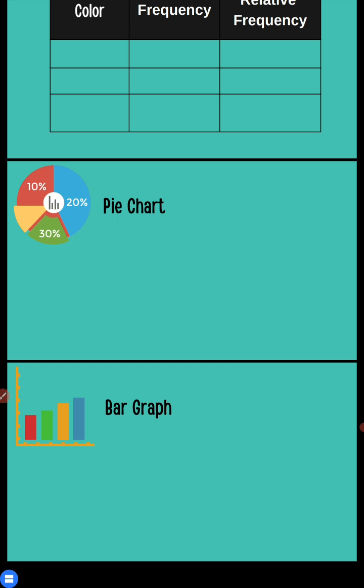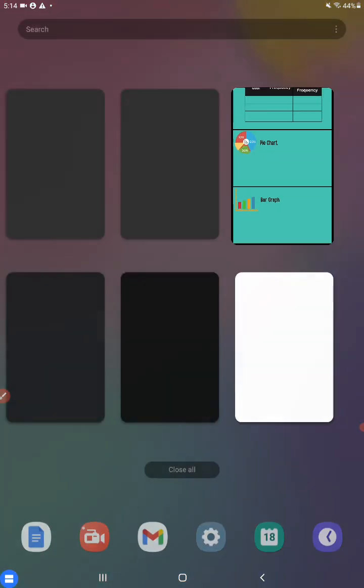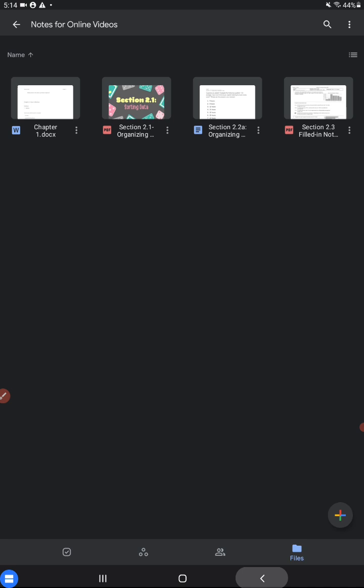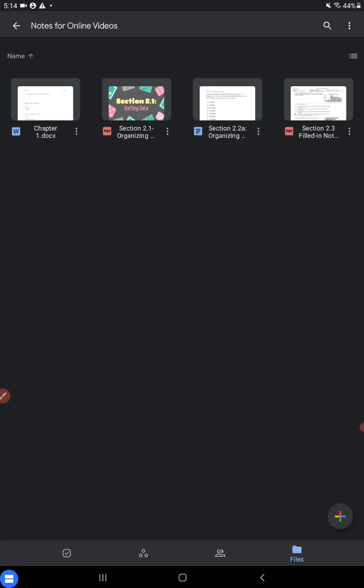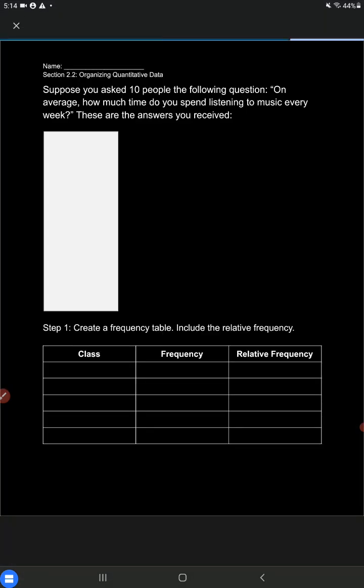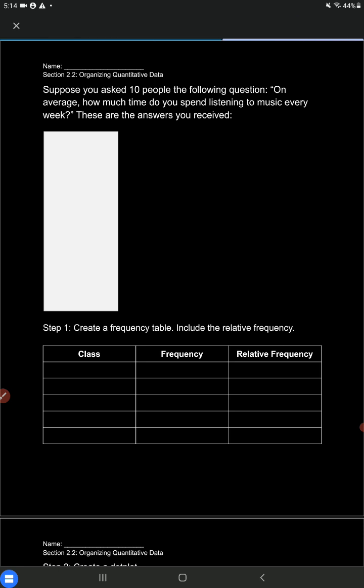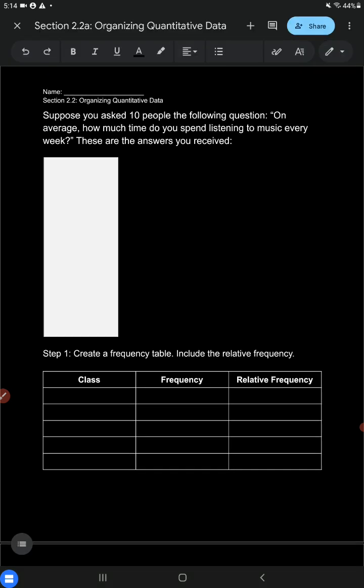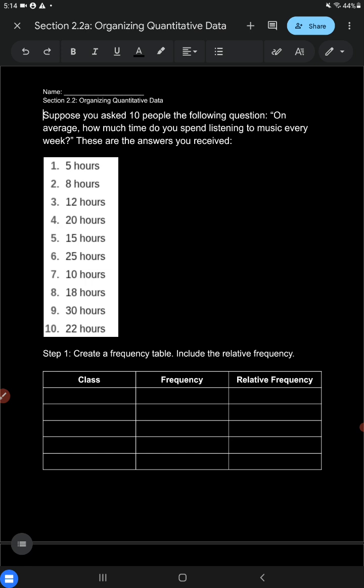Okay, so those are our options for qualitative data. We have a completely different set of options for quantitative data. So let's say for quantitative data, I ask you to do something completely different. Let's say I ask you to survey 10 people, and you ask those 10 people the following question. On average, how much time do you spend listening to music every week? Okay, so the reason this question is going to give me quantitative data is because their answer is going to be a number.